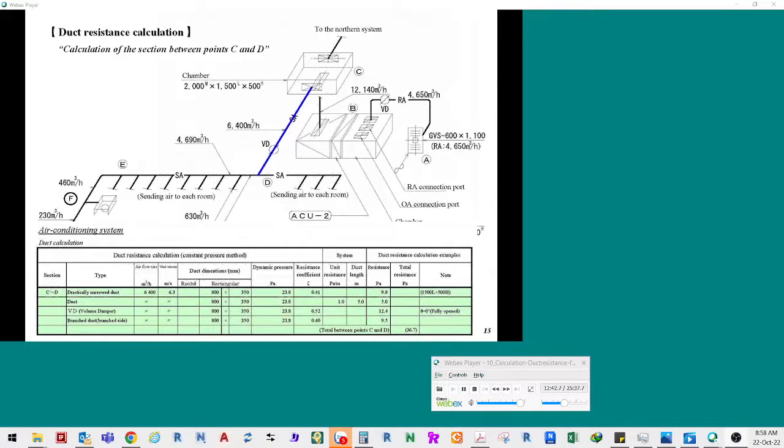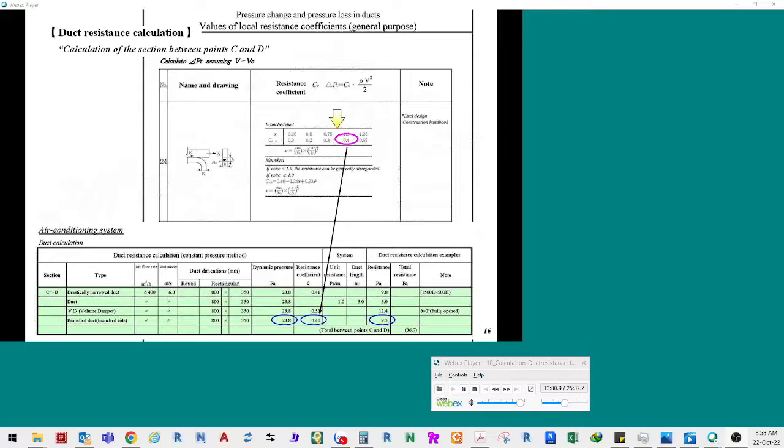Now, resistance calculation of the section from point C through point D is described. Each resistance of the drastically narrow duct, the duct, and the VD can be determined as described above. Calculate the value X for the branched side of the branched portion. The resistance coefficient is 0.4 because the calculated value X is 0.8.